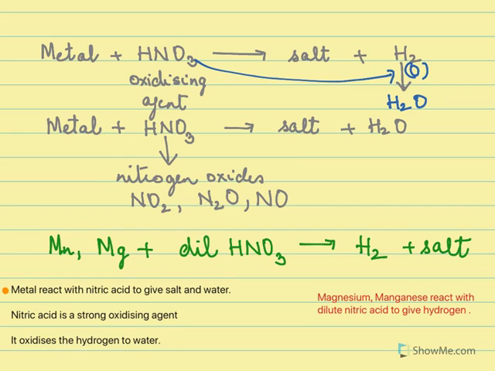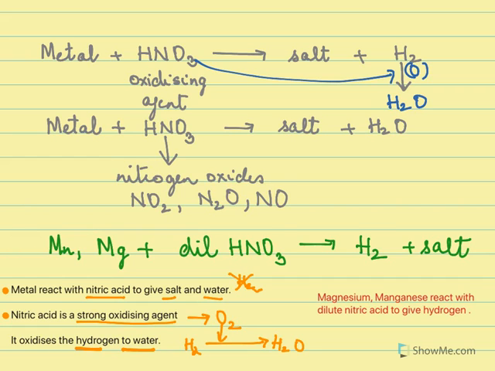So to repeat again, metals react with nitric acid to give salt and water, not hydrogen. And the reason is nitric acid is a strong oxidizing agent. Oxidizing agent means it gives out oxygen. So it oxidizes the hydrogen to water. So this hydrogen is then changed to water because of this oxygen that is given out by the nitric acid.